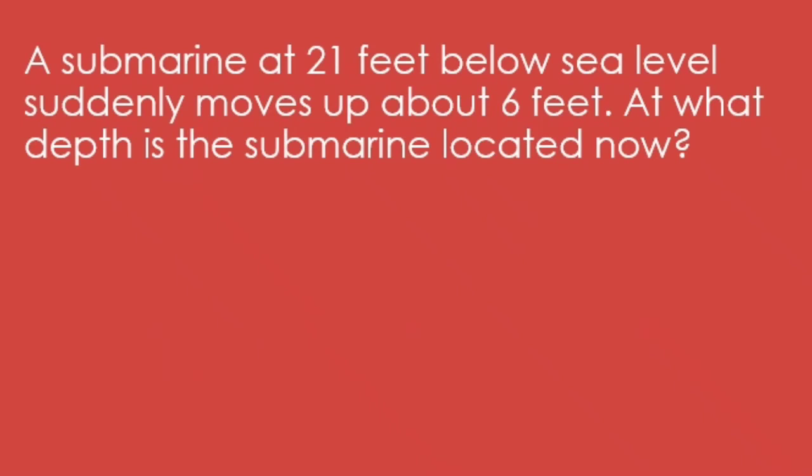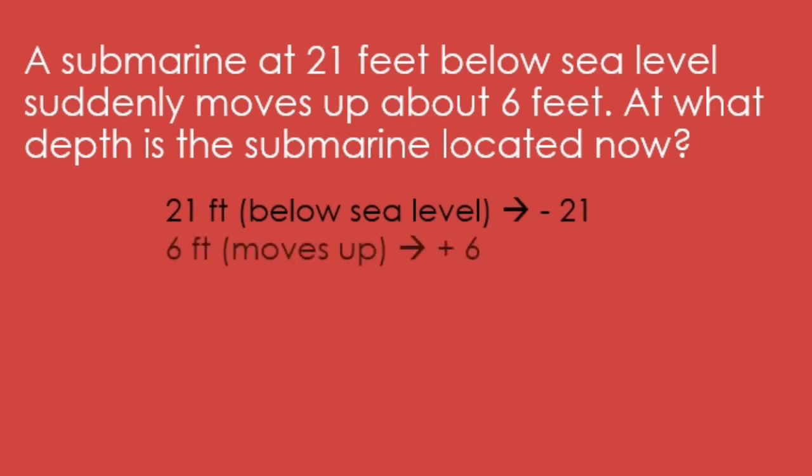Next, a submarine at 21 feet below sea level suddenly moves up about 6 feet. At what depth is the submarine located now? So it's still addition, but let's identify the given first. 21 feet below sea level is represented by negative 21. 6 feet that moves up is represented by positive 6. And our addition sentence is negative 21 plus 6 equals blank.